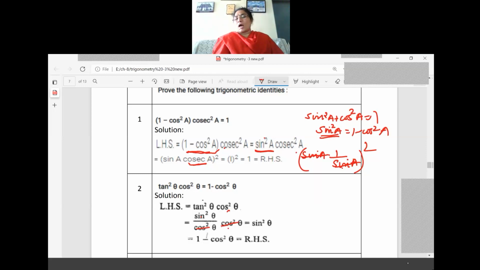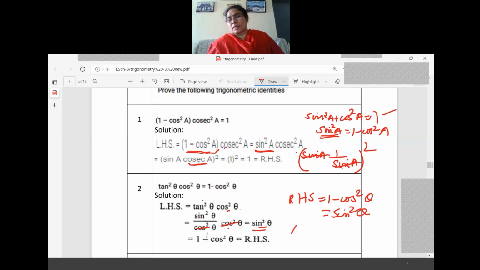Sine square theta. After writing sine square theta, if anybody wants to write it directly, they can write 1 minus cos square theta because of the same result: sin square A plus cos square A equal to 1. Otherwise, if I want to stop here, I can stop here also. Then I can start the RHS. RHS equal to 1 minus cos square theta, which is equal to sin square theta.